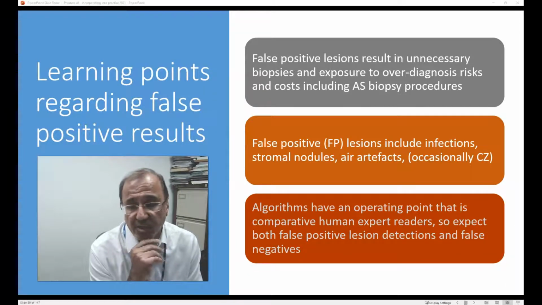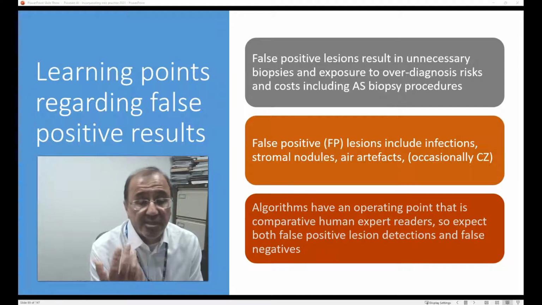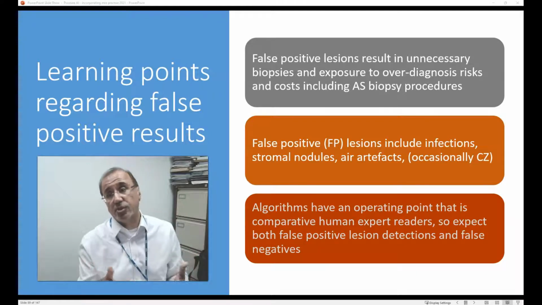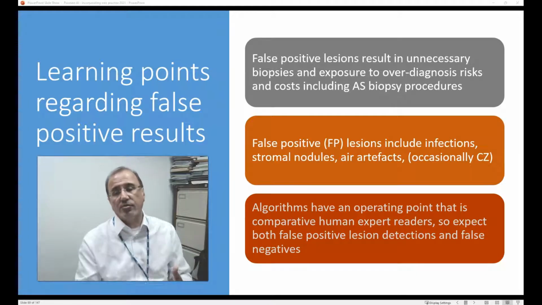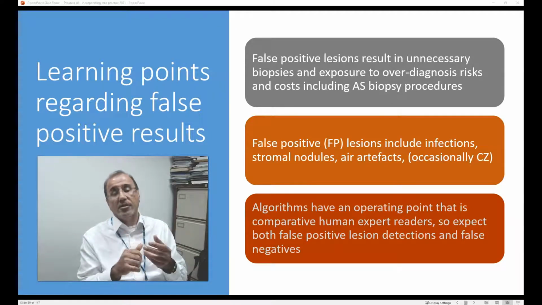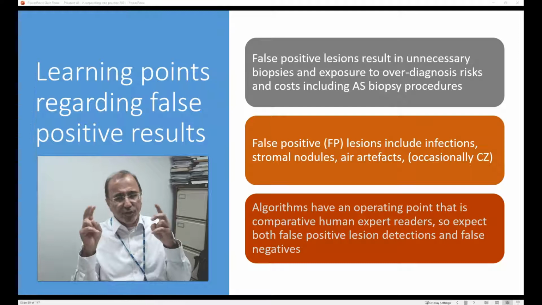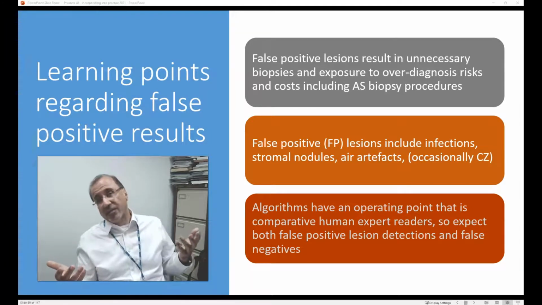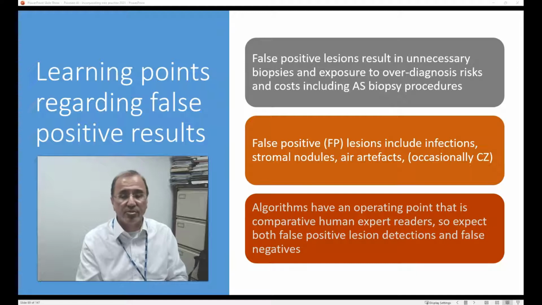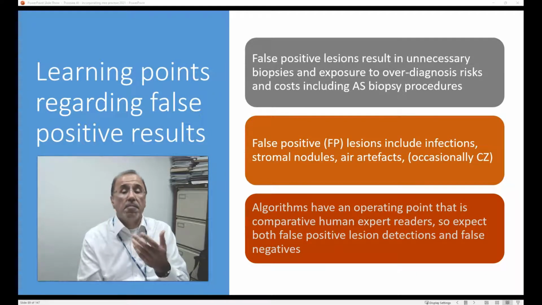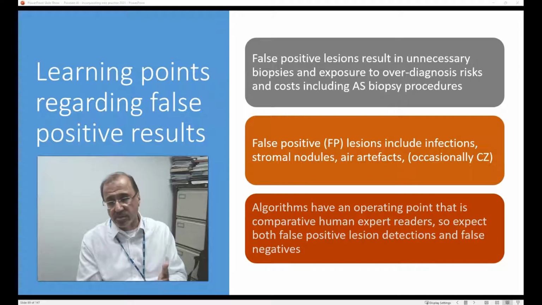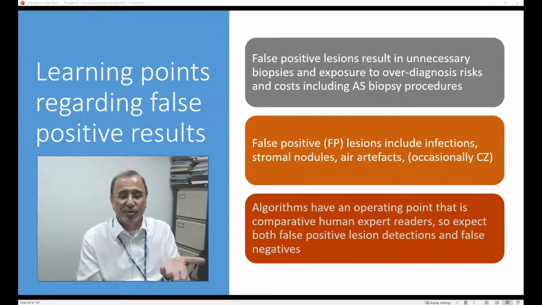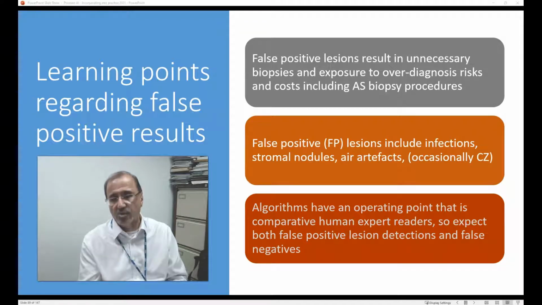So what are the learning points regarding AI and false positive lesions? False positives result in unnecessary biopsies and therefore expose patients to the risk of overdiagnosis. False positive lesions include infection, stromal nodules, and false lesions resulting from artifacts, but occasionally you might get some central zone lesions that are called false positives. Again, we have to remember that AI algorithms have an operating point which is comparable to human operators, so we should expect both false positive as well as false negative results when we use the AI.